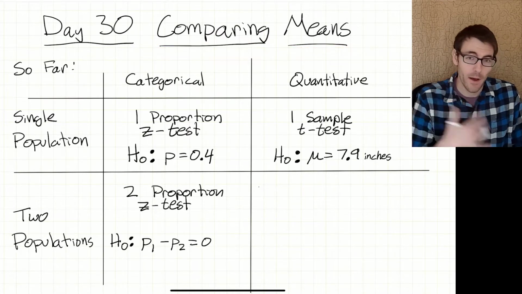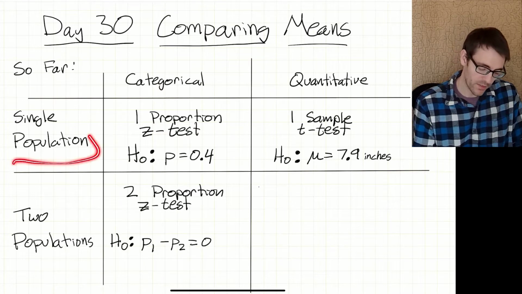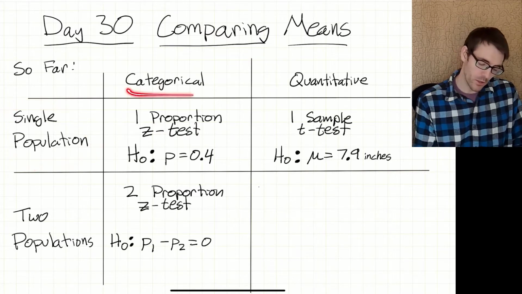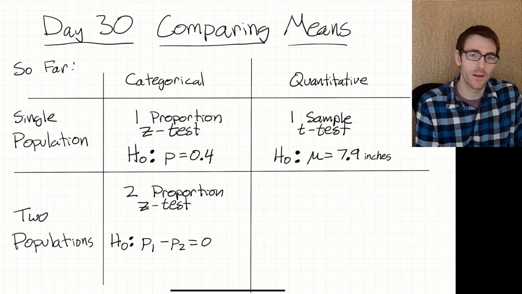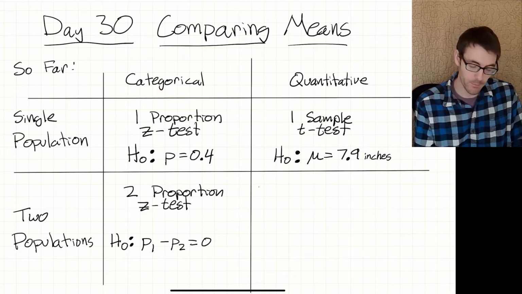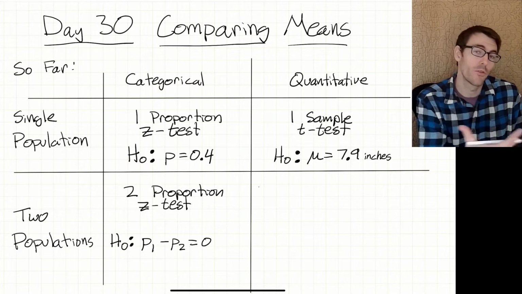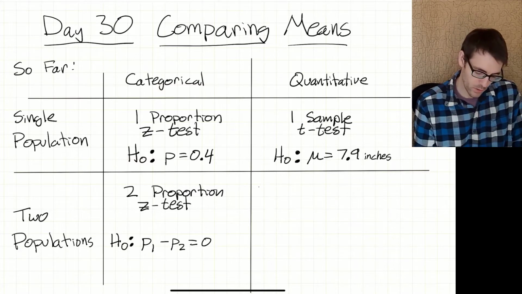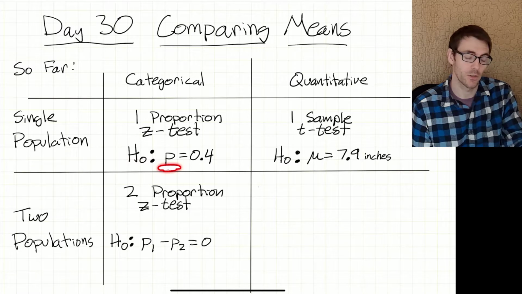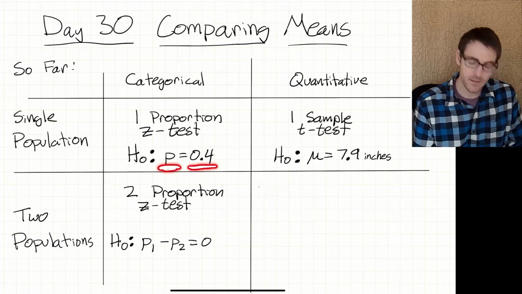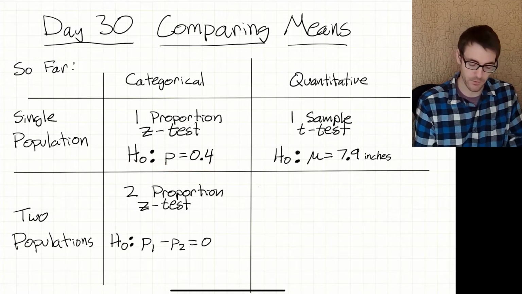When we started talking about hypothesis testing last week, we were working with a single population, and we started off with categorical variables. So, as a measure of a categorical variable, we talk about the percentage of the population that falls under the category in question. So, for a 1 proportion z-test, a typical null hypothesis would be that the population proportion, so the percentage of the population that meets a certain criteria, is some predetermined value.